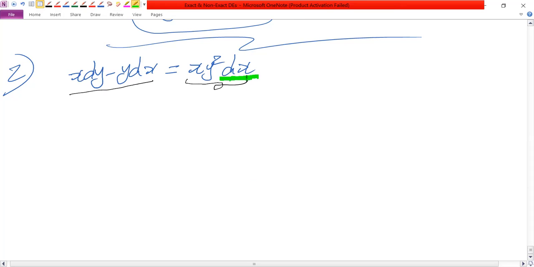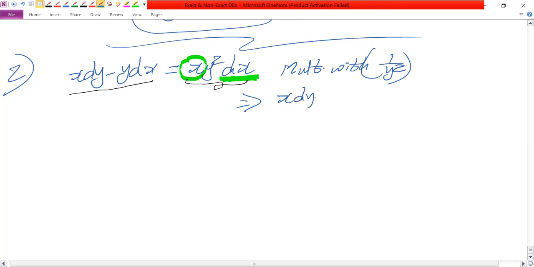Dx is there. The dx coefficient must be only in functions of x variable, but not in terms of y. So what we have to do here is multiply with 1 by y square on both sides. If we multiply with 1 by y square, it becomes x dy minus y dx by y square equals to x into dx. But we are not able to write the LHS part in the form of any formula.